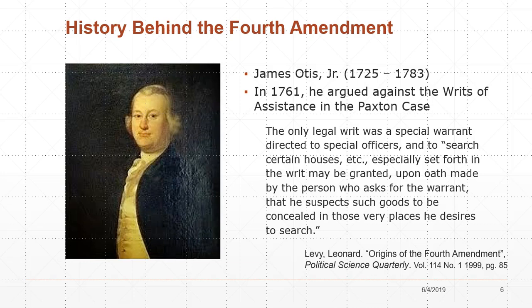James Otis, who you can see is a fine-looking young fellow here, argued against the writs of assistance in what was called the Paxton case. Paxton was a customs official, and Otis's argument was that the only legal writ was a special warrant directed to special officers and to search certain houses, especially set forth in the writ, that may be granted upon oath made by the person who asks for the warrant that he suspects such goods to be concealed in those very places he desires to search.